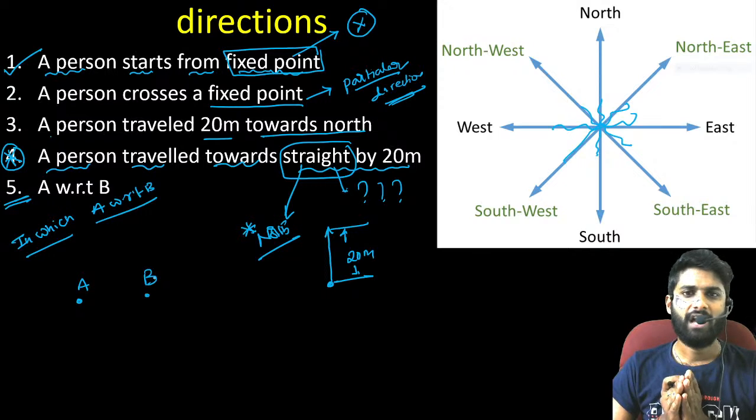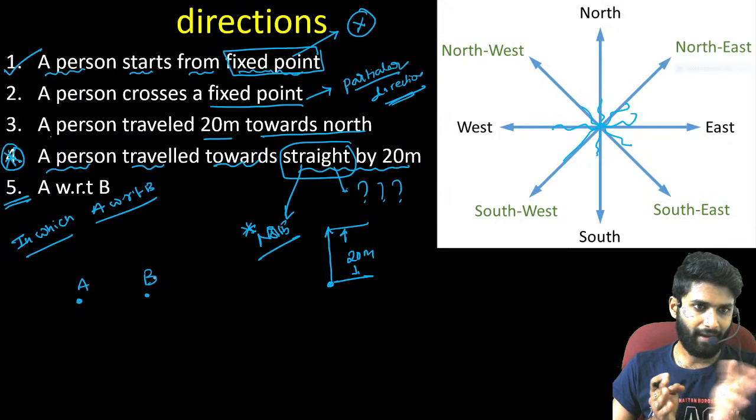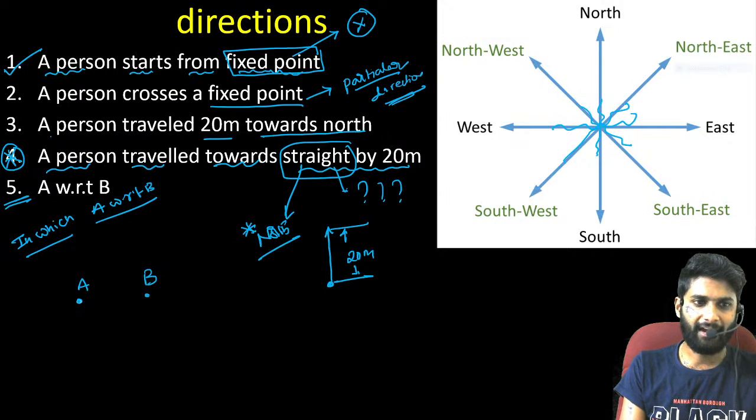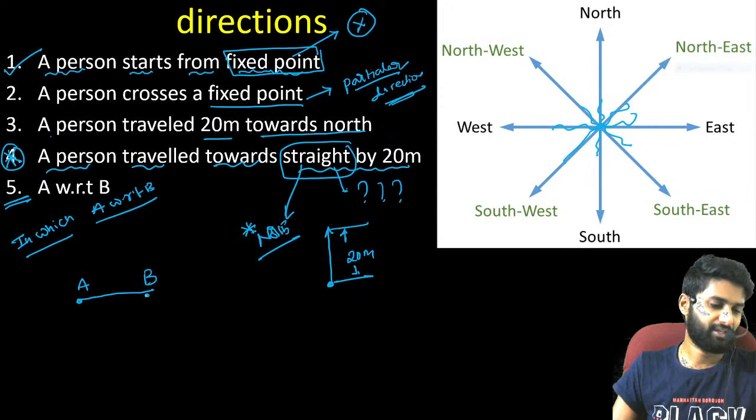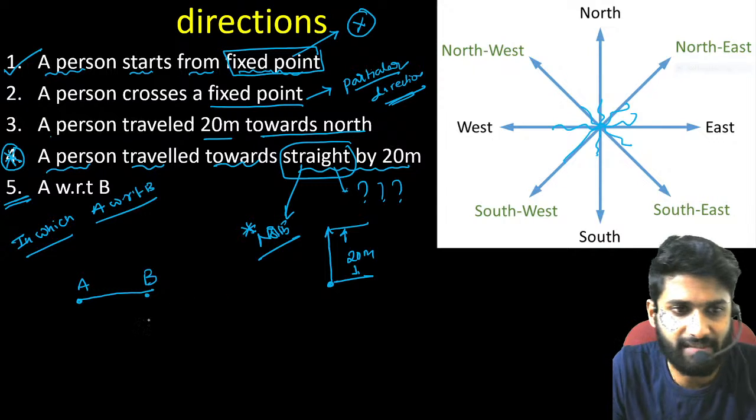Most of the students, after drawing the diagram, are confused about the direction. So which direction do you need to choose as the option? Now, according to the diagram, this is the diagram. Then according to the question, in which direction is A with respect to B? What is your answer now?